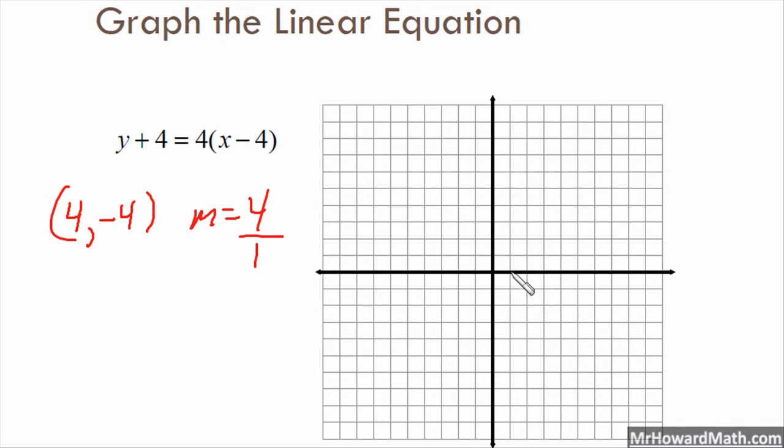So graph the point, 4, -4. Right 4, down 4. So there's our first point, 4, -4. Slope is up 4 over 1. Right there, up 4 over 1. Up 4 over 1. And we just plot our line in through those points.